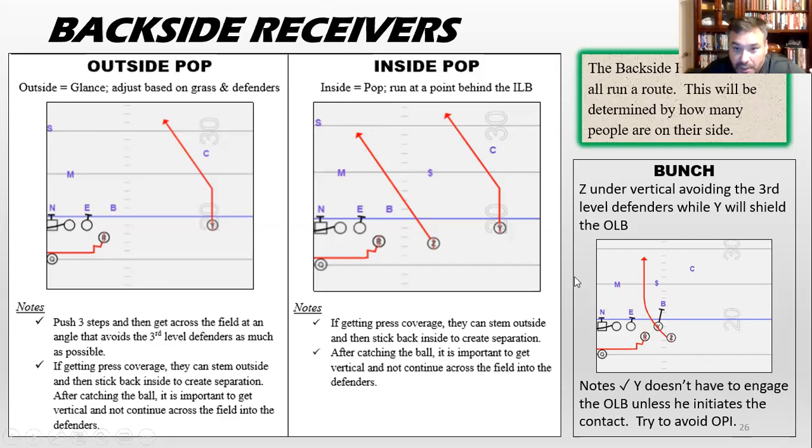Bunch, same way. The Z goes under and avoids the third-level defender. So if there's a safety sitting right there, he's got to go more there. If the safety's in the middle of the field, he can stay more vertical.